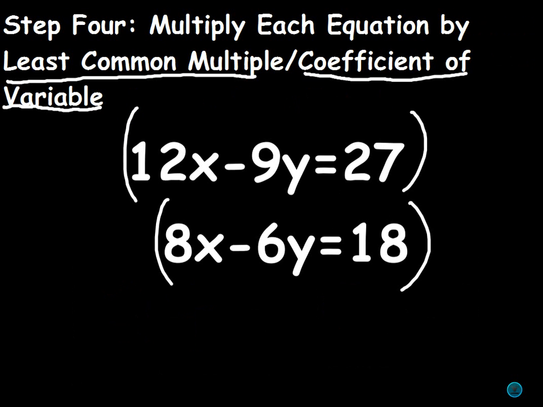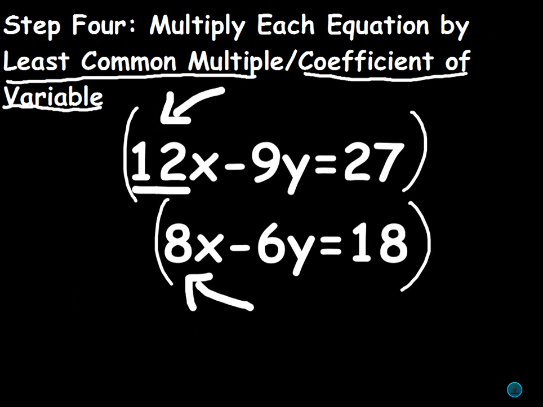Okay, so for the next step, we are going to make sure that both of these numbers turn into the least common multiple. So I need to turn 12 into 24. What number would I multiply the top equation by to get 24?